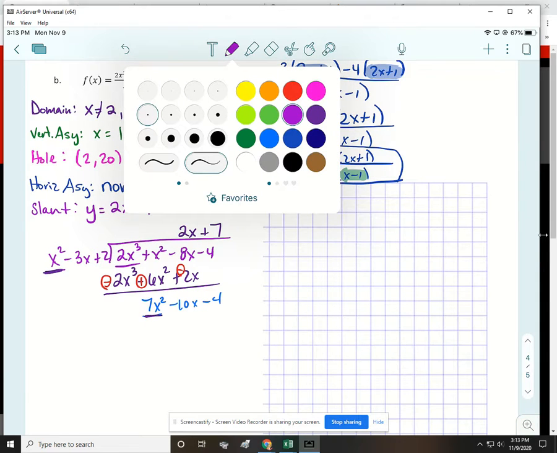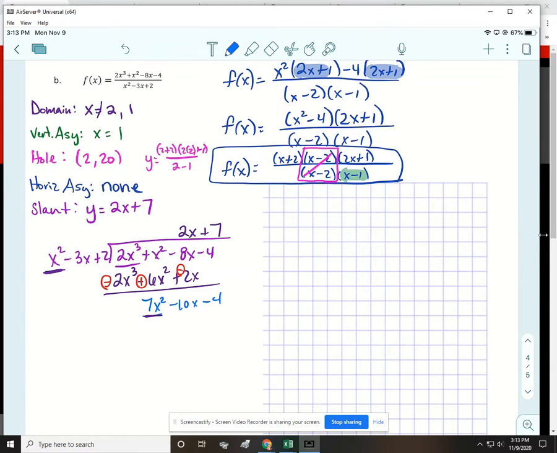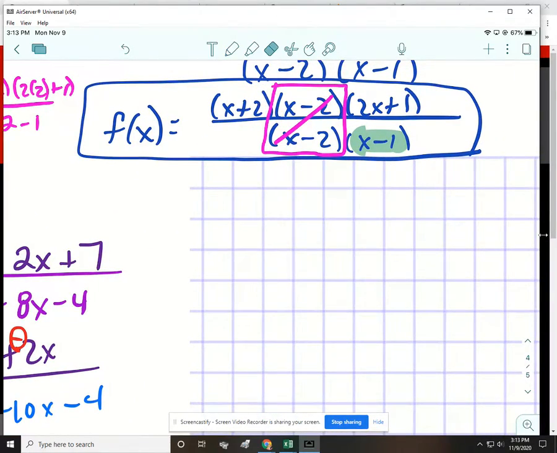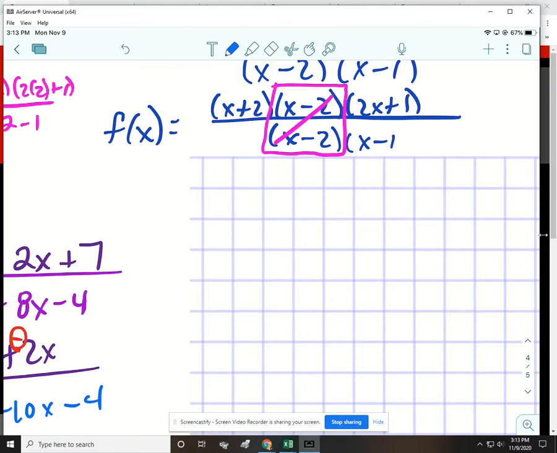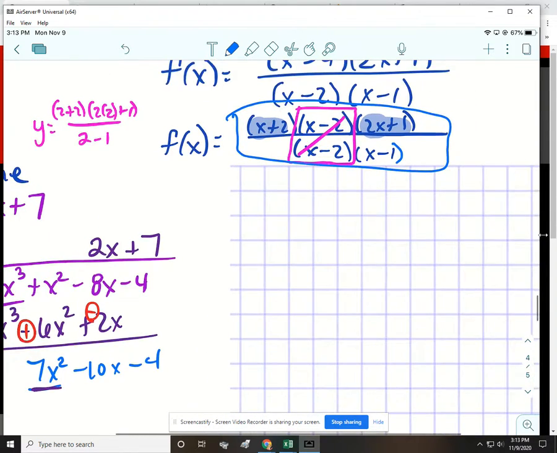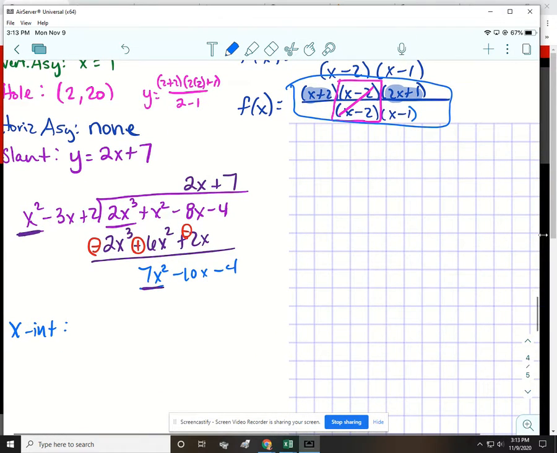We also are going to find the x-intercepts, and there could be more than one. So when we're looking at the x-intercepts, we're looking at the numerator, not the part in the box. All right, so we have 2 factors here. We have x plus 2 and 2x plus 1. Both of those are going to give us x-intercepts. So your x-intercepts are going to be at (-2, 0) and at (-1/2, 0).